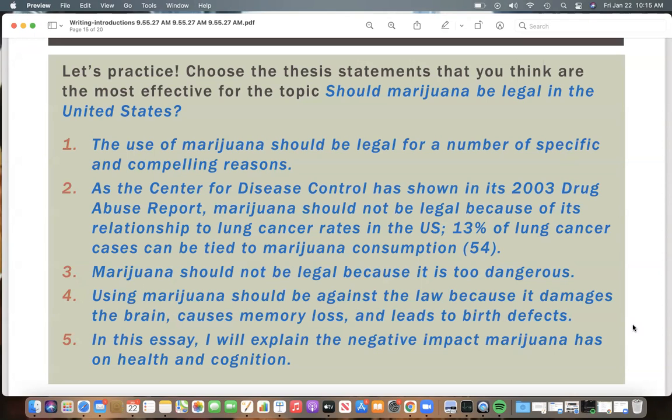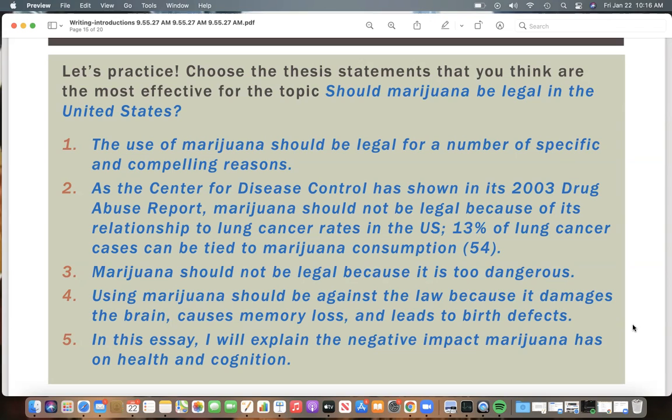Number 4 is going to be the winner here. "Using marijuana should be against the law because it damages the brain, causes memory loss, and leads to birth defects." Takes a firm stance. It should be against the law. And then tells us why. 3 reasons why. Damages the brain, causes memory loss, leads to birth defects. I would expect to see a paragraph about each of those 3 things. That one's a great example of a thesis statement.